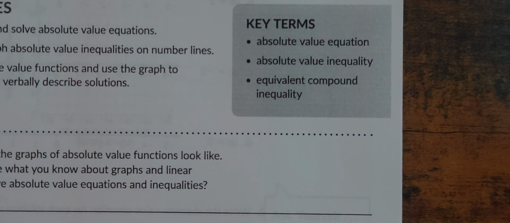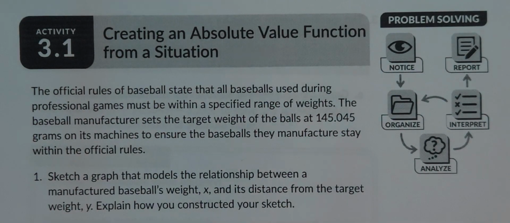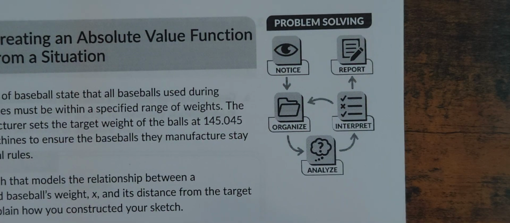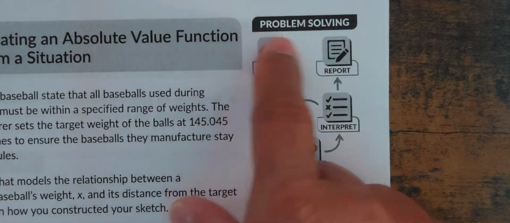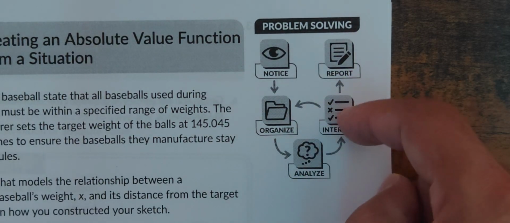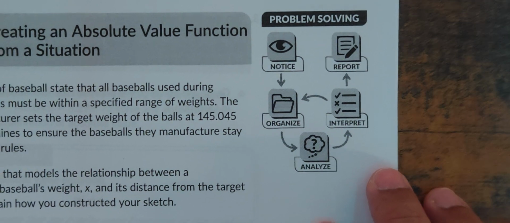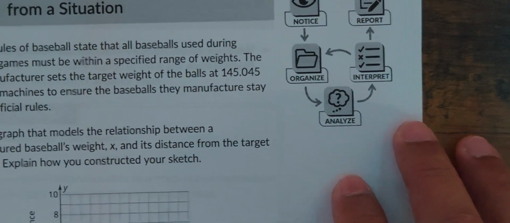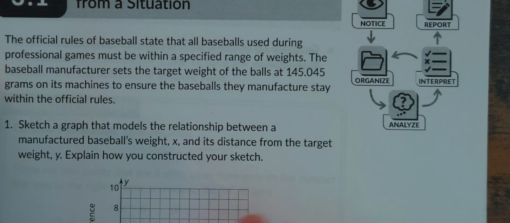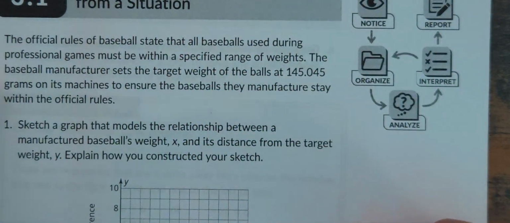So let's go to the next page for this. And this is page 43. Now, remember that we are using the problem-solving model: notice, organize, analyze, interpret, and then report. So for this part, we are given a word problem, and we're going to try to make sense out of it by reading the information that we're given here. So this is creating an absolute value function from a situation. So this is a real-world situation.